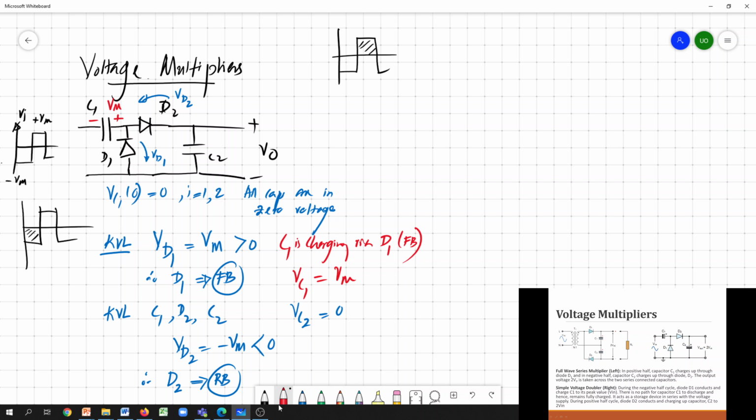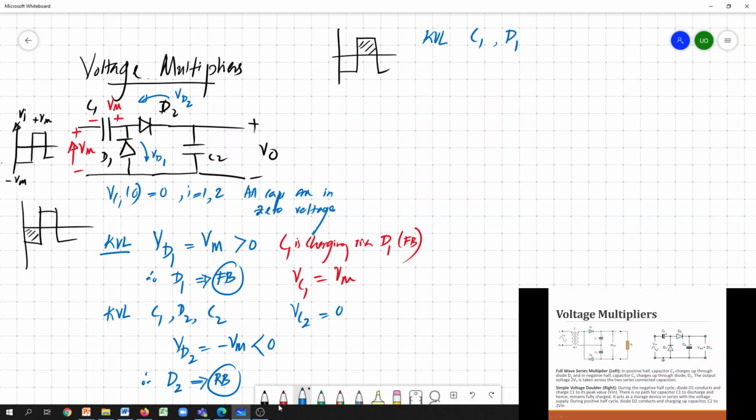So now the input is something like that. So this is your Vm. Now let's check whether these two diodes are forward or reverse still. So apply Kirchhoff voltage law for the C1 D1 circuit.